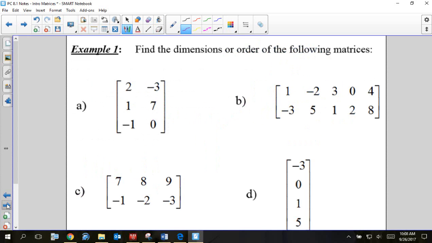Find the dimensions or order of the following matrices. So question A, what do we think about when we do the dimensions or the order? We think about that refreshing RC Cola. So what comes first? Rows. How many rows for question A? 3. By how many columns? 2. All right, you do the next 3.